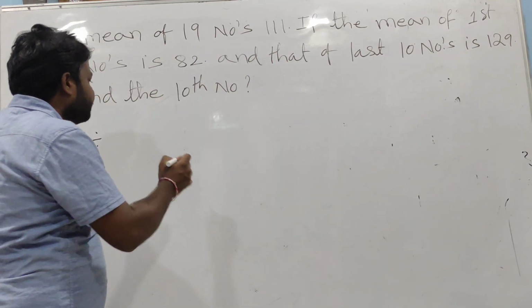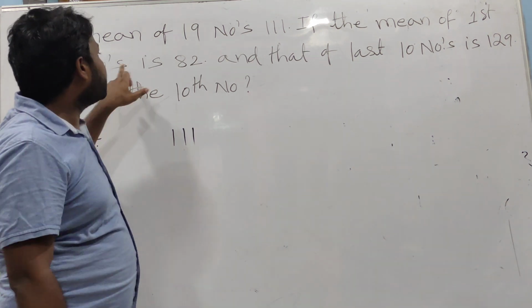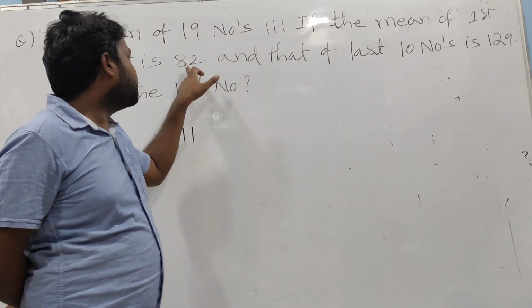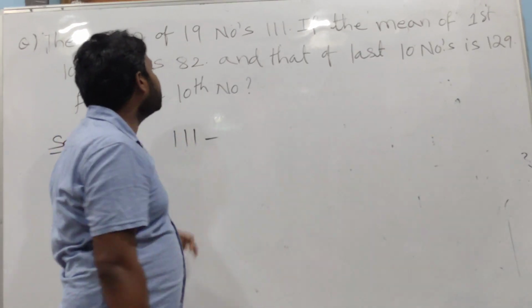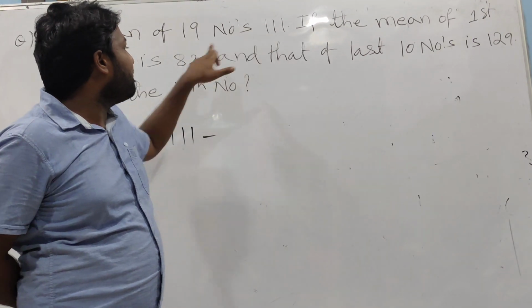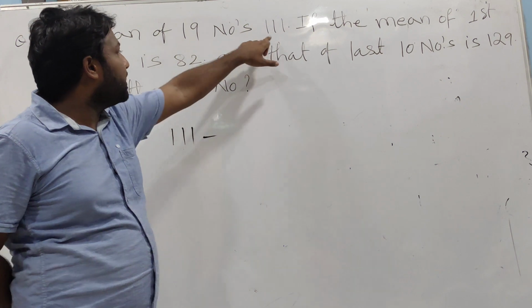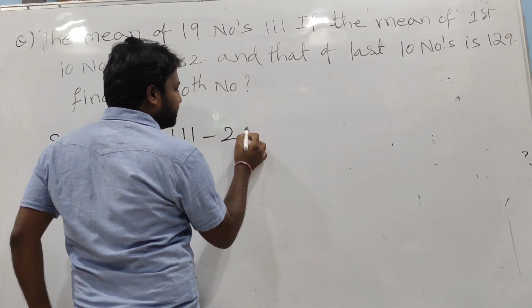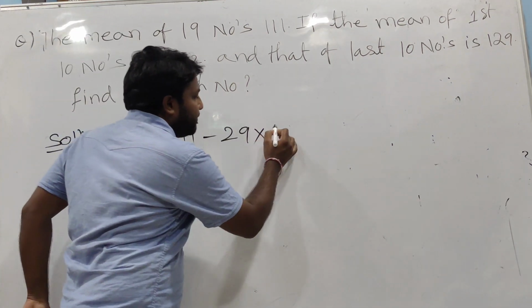So what I will do is take the total average 111 first. The first 10 numbers' average is 82, and the total average is 111. Is it less or more? 82 is less, so I will take minus. How much is it less? 111 minus 82 is nothing but 29. So 29 for how many numbers? For 10 numbers, so I multiply with 10.